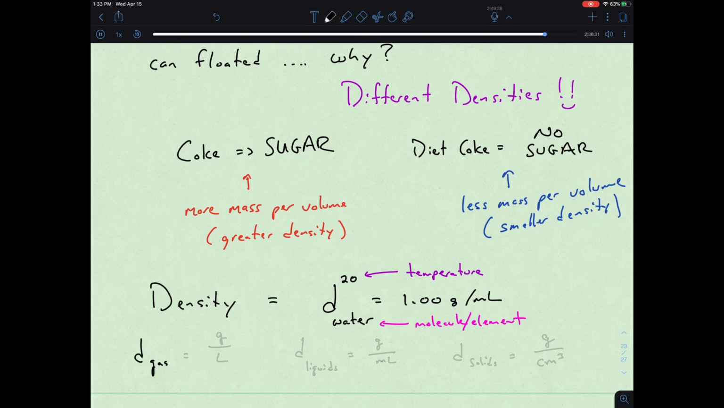Density of gases tends to be grams per liter, in terms of the volume is different. The density of liquids tends to be grams per milliliter, and the density of solids tends to be grams per cubic centimeter. And realize that the milliliter and the cubic centimeter are the same thing, right? We did an example earlier of that.